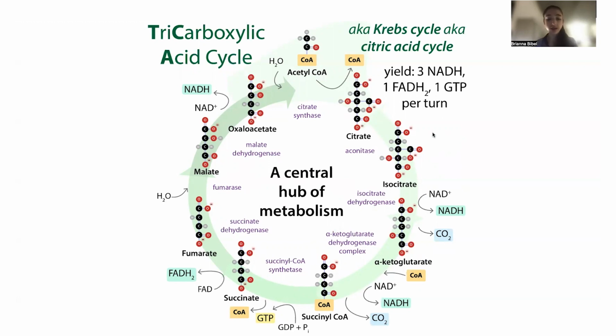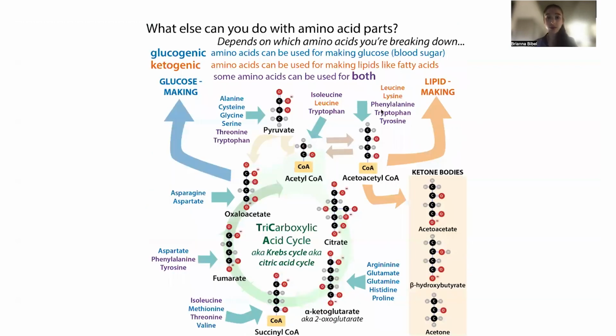And you can get other intermediates from other things, like the breakdown of lipids. When you break down lipids, you can get these things called ketone bodies. You can also get these ketone bodies when you break down certain amino acids. Now, these ketone bodies can be used for a couple of different things.